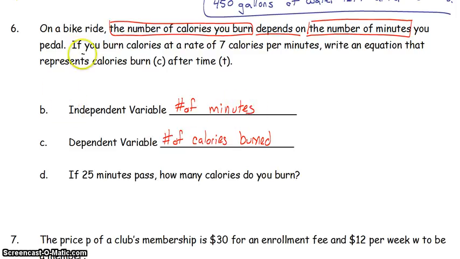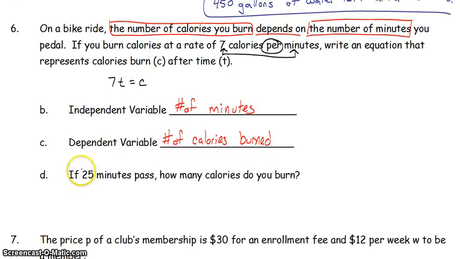Writing my function rule then, if you burn calories at a rate of 7 calories per minute, 7 is with the word per, and it's minutes. So I'm going to take the 7 times the number of minutes, which they define to me as T. I haven't started by burning any calories, so I don't have any number I need to add or subtract in this case. That's equal to the number of calories burned. So your function rule is 7 times the number of minutes equals the number of calories burned.